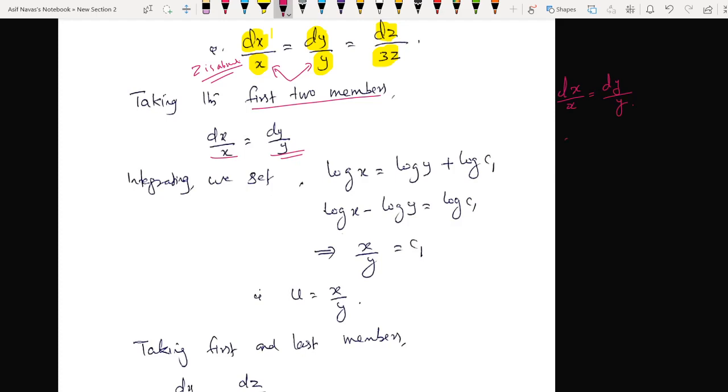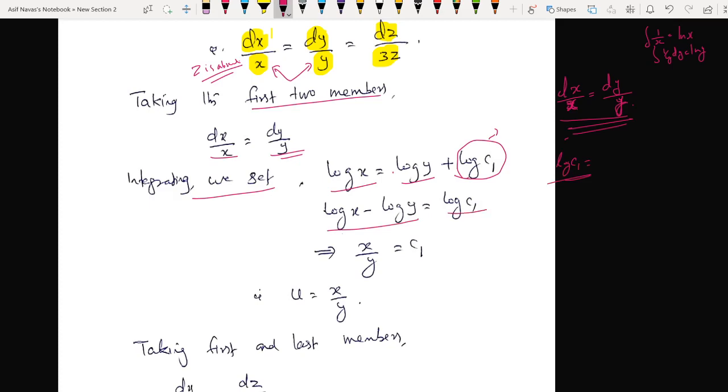Now if you cross multiply, what you will get? This is actually dx by x, dy by y, and we know that the integral of 1 by x is log x, and the integral of 1 by y dy is log y. So now we can integrate here. Integrating, we get log x is equal to log y plus log c1. Why do we take log c1? For simple calculation, the constant we take as log c1. Now log x minus log y equal to log c1.